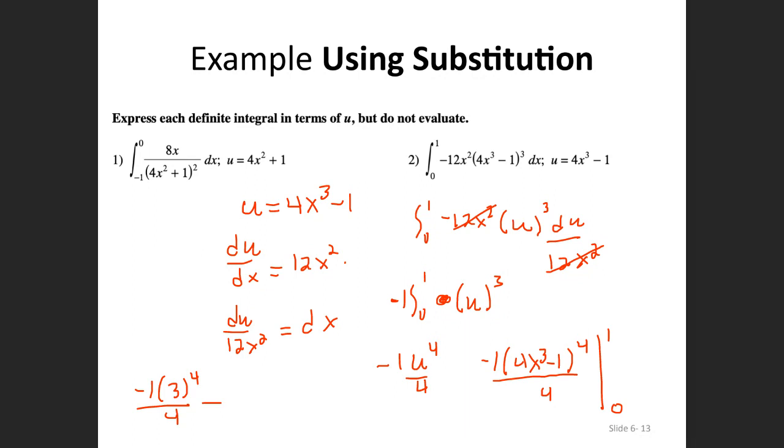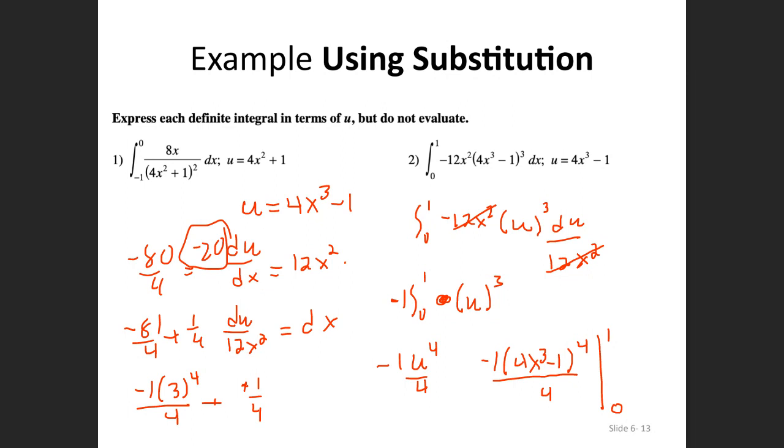Well, negative 1 to the fourth power is positive 1, right? So that's positive 1 over 4, but I still have that negative out in front. So that's negative 1/4. So I ended up with this. 3 to the fourth is 81. So that's negative 81 over 4 minus or plus 1/4, which becomes negative 80 over 4, which is negative 20.